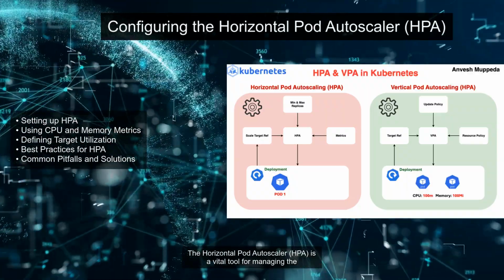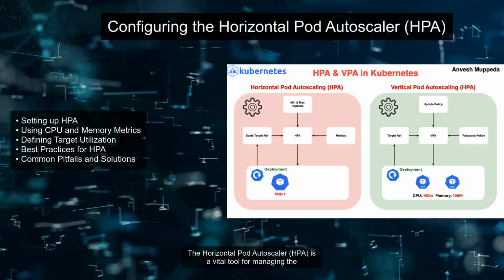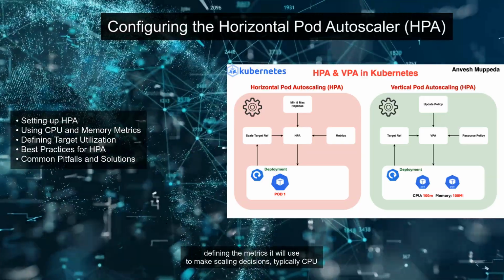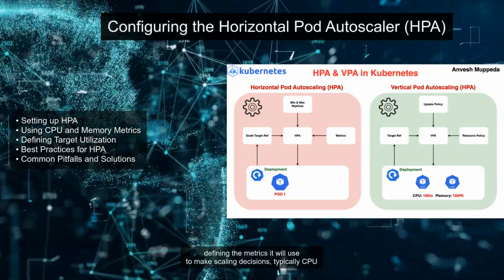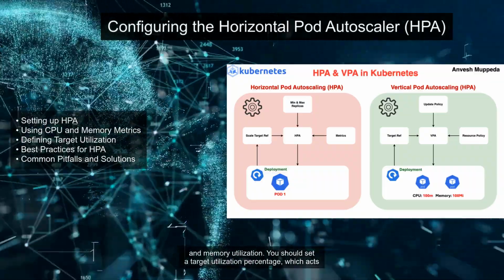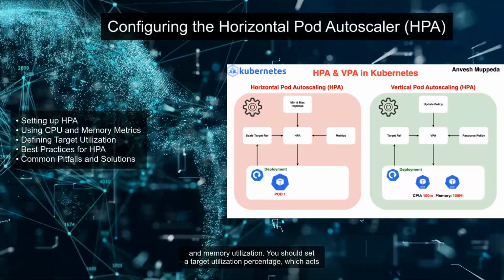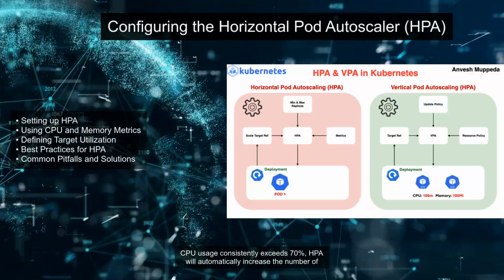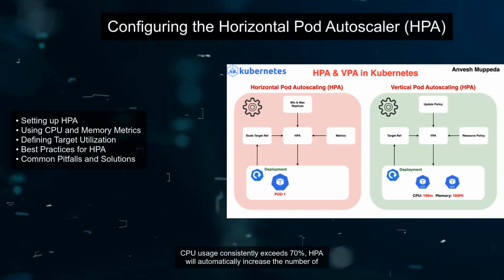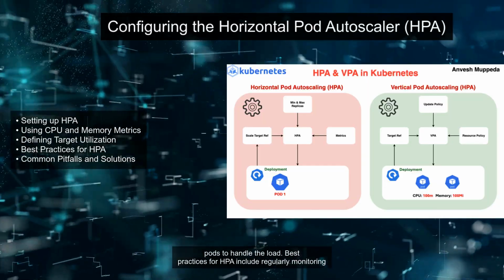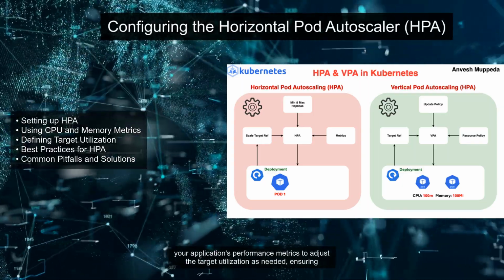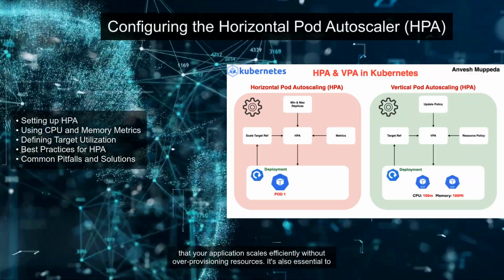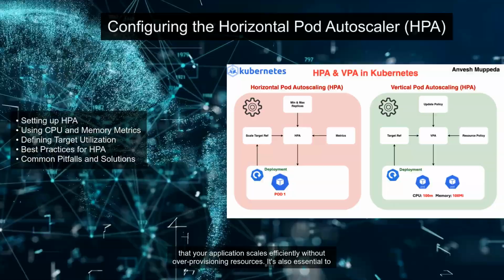The Horizontal Pod Autoscaler, HPA, is a vital tool for managing the number of pod replicas in a Kubernetes cluster. Configuring HPA begins with defining the metrics it will use to make scaling decisions, typically CPU and memory utilization. You should set a target utilization percentage, which acts as a threshold for when scaling actions are triggered. For example, if CPU usage consistently exceeds 70%, HPA will automatically increase the number of pods to handle the load. Best practices for HPA include regularly monitoring your application's performance metrics to adjust the target utilization as needed, ensuring that your application scales efficiently without over-provisioning resources.